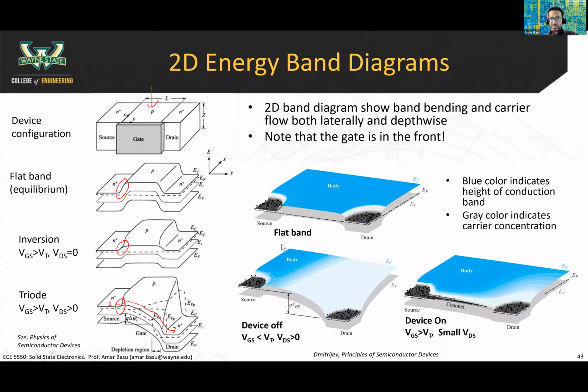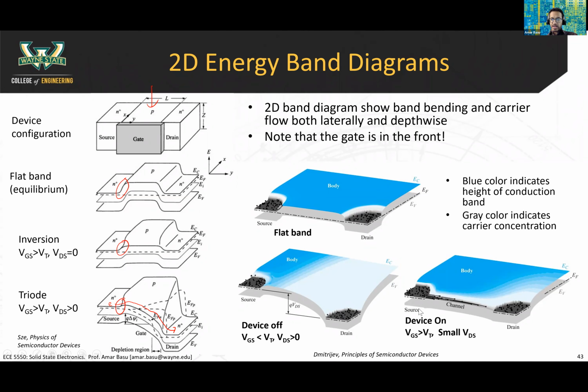Now this shows the same thing in 2 dimensions with some color to make it look a little bit nicer. This is what it looks like in flat band. This is what it looks like when the device is off. This is the case where you're applying a VDS, but your VGS is below the threshold. So you have an energy barrier here that prevents electrons from flowing from source to drain. But it's also showing that when you have VDS greater than 0, you have a difference in energy between the source and drain here. Okay.